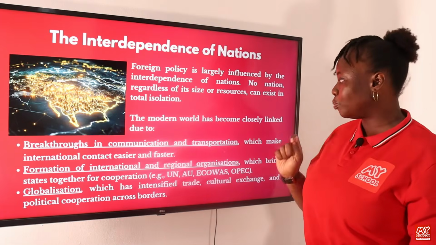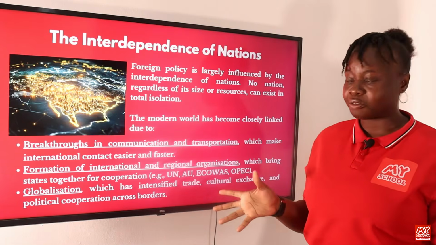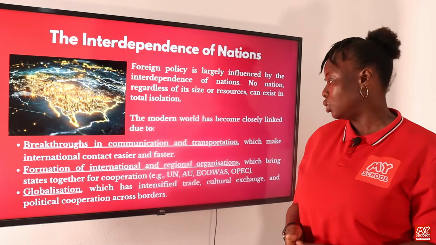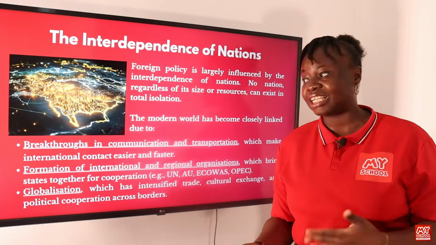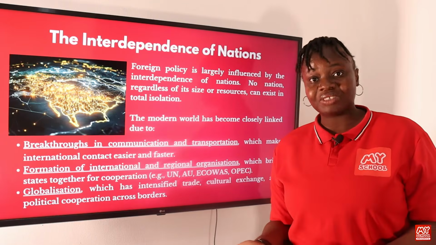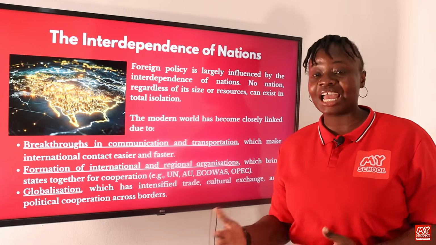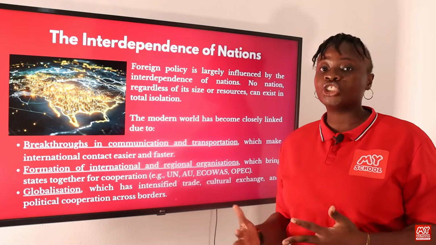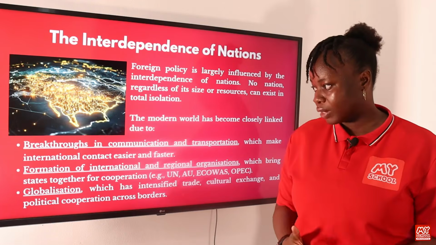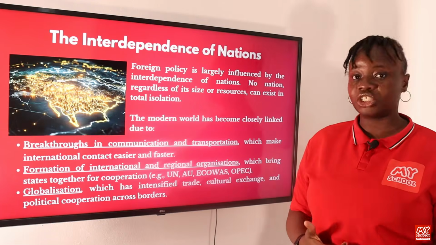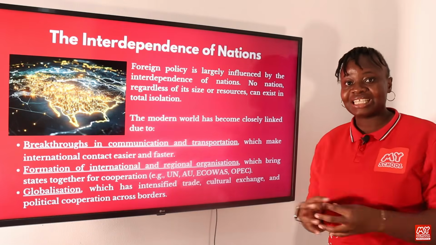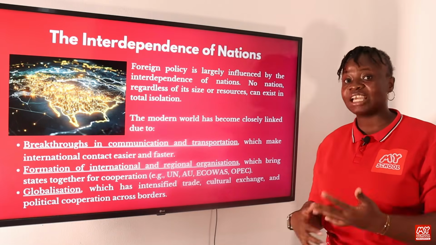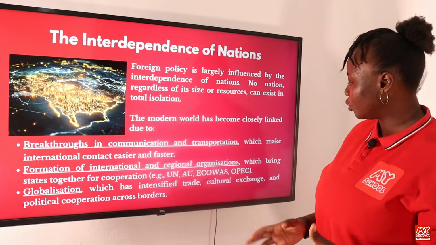The modern world has become closely linked due to several reasons. Some of those reasons include breakthroughs in communication and transportation, which make international contact easier and faster. With the advent of the internet and so many other devices that help us to communicate with one another, it has become easier for different nations of the world to interact with one another. Then the formation of international and regional organizations helps to ensure that there is this interdependence, reliance on other nations, and mutual benefits gained from other nations of the world.